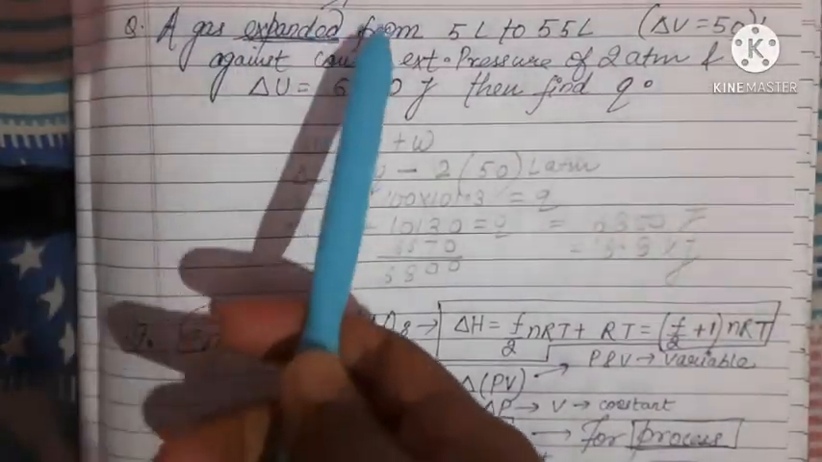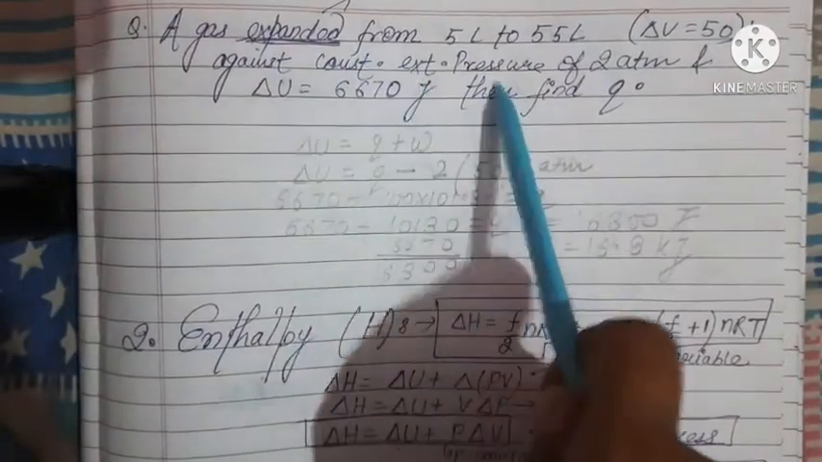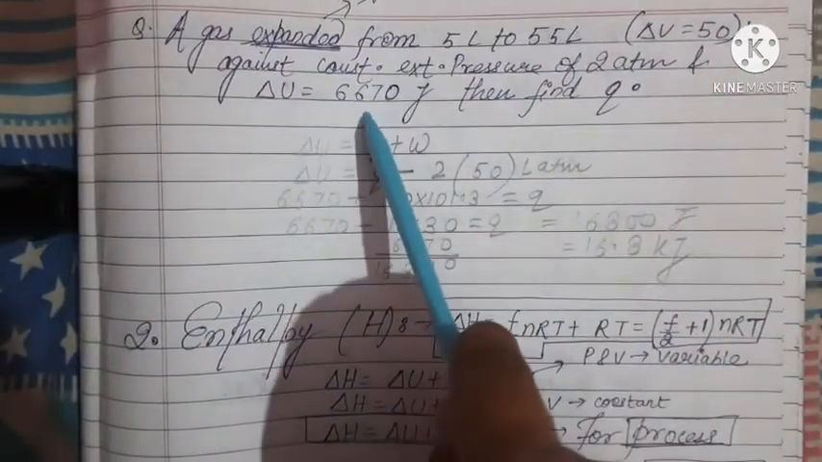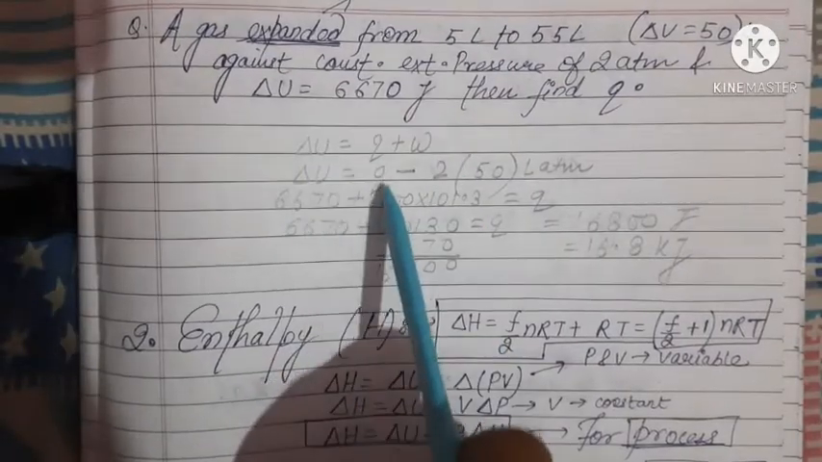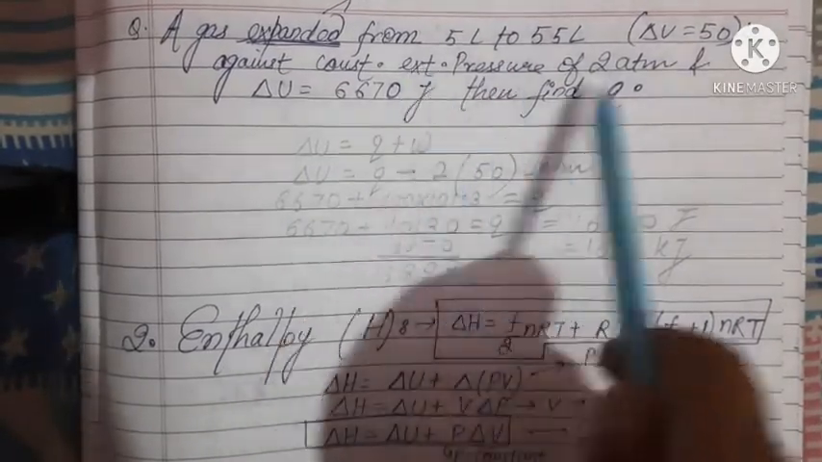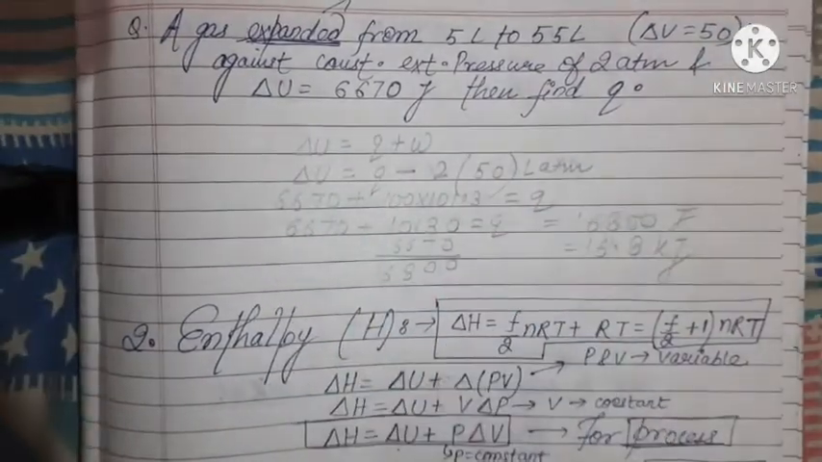A gas expanded from 5 liter to 55 liter, delta V is 50 liter, against a constant external pressure of 2 atm and delta U equals 6670 joule. Then find Q. Since delta U equals Q plus W, delta U equals Q minus P delta V, and delta V is 50, so Q.